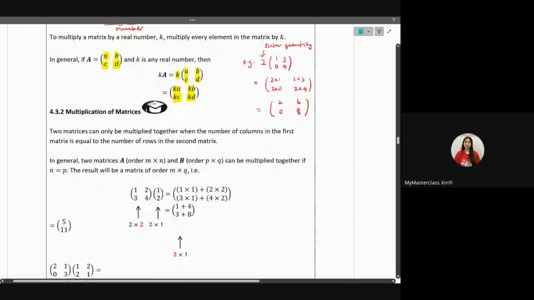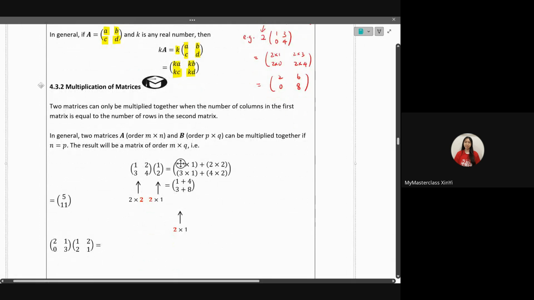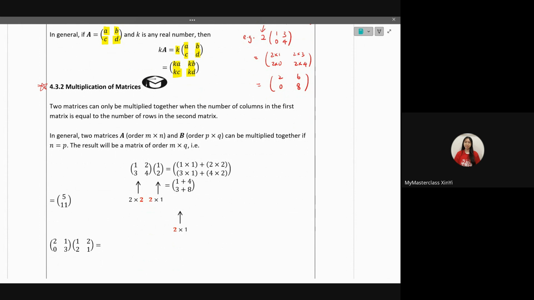Now for multiplication of matrices. This is the key one that is a bit more confusing. First of all, when we want to multiply two matrices, it's different from addition and subtraction. When we talk about addition and subtraction, the matrices should be of the same order. But for multiplication of two matrices, they should have this condition: the number of columns in the first matrix is equal to the number of rows in the second matrix. So how do you see this simply?